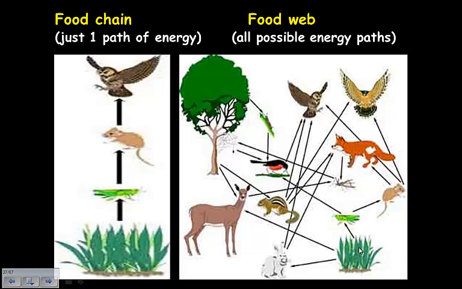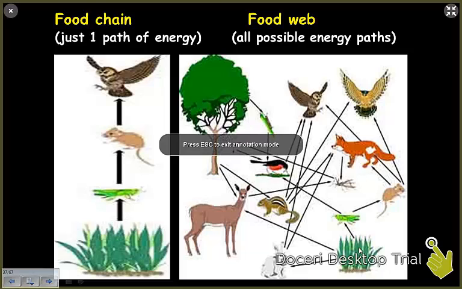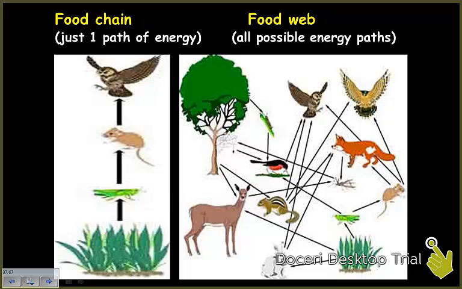Okay, but out of the food web, can we follow a food chain? Oh, we most certainly can. So you can have a food chain in a food web, but it doesn't go the other way around. You can't have a food web in a food chain. Just saying. All right, so let's pull out a food chain out of this food web.